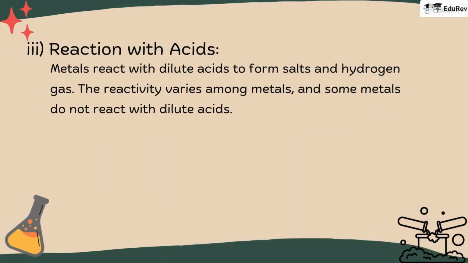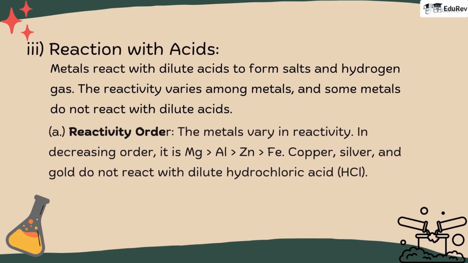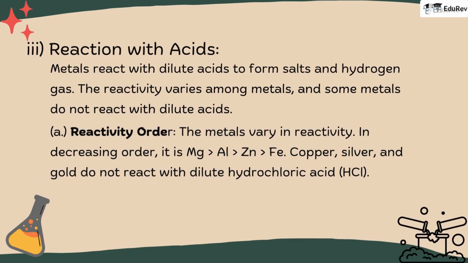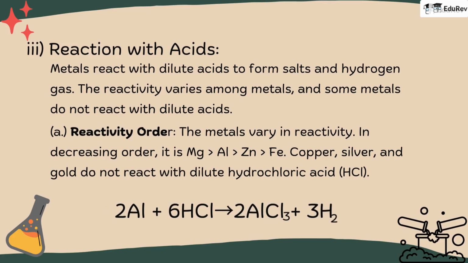Next, we have reaction with acids. Metals react with dilute acids to form salts and hydrogen gas. The reactivity varies among metals, and some metals do not react with dilute acids. Reactivity order. The metals vary in reactivity. In decreasing order, it is magnesium, aluminium, zinc, and iron. Copper, silver, and gold do not react with dilute hydrochloric acid.